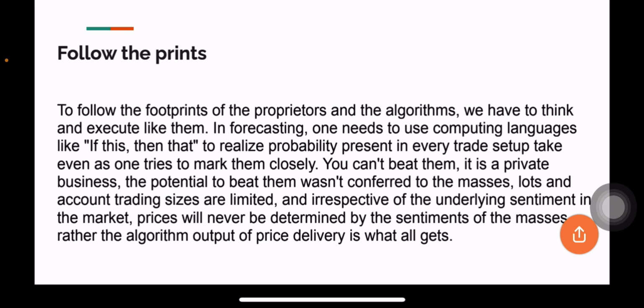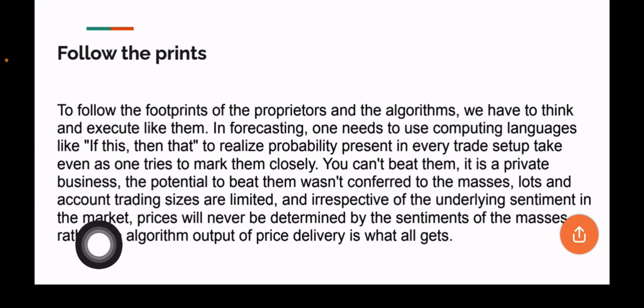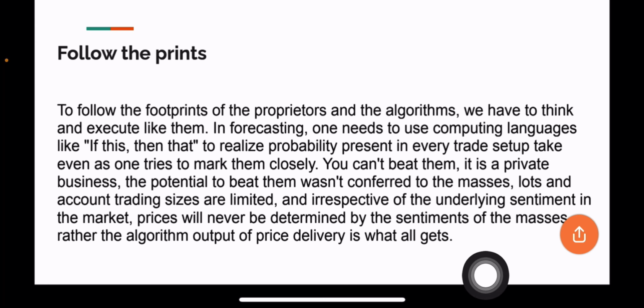the masses. Lot sizes are limited, trading accounts, deposits are limited, all of these are limited, and irrespective of the underlying sentiment in the market, prices will never be determined by the sentiment of the masses. Rather, the algorithm output of price delivery is what we will all get. So the algorithm generates random numbers for pricing, so it is what is generated by the algorithm that we will all get as result of price, and not what we, the retail, are doing.